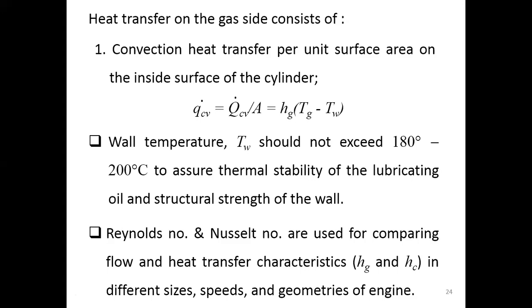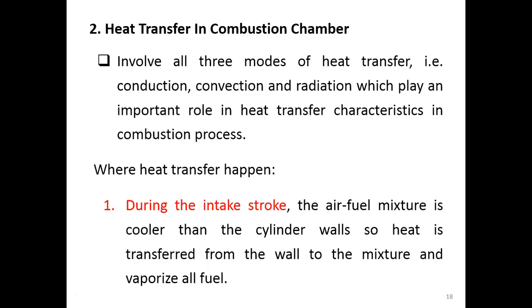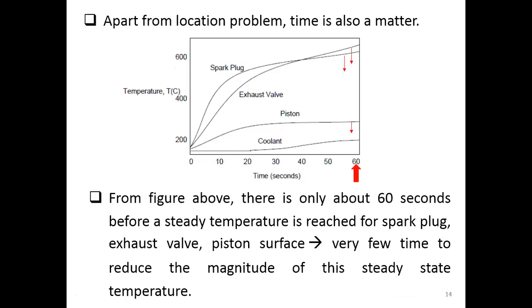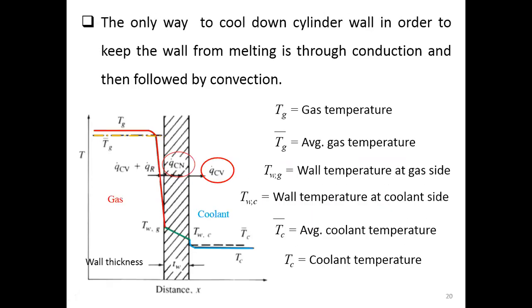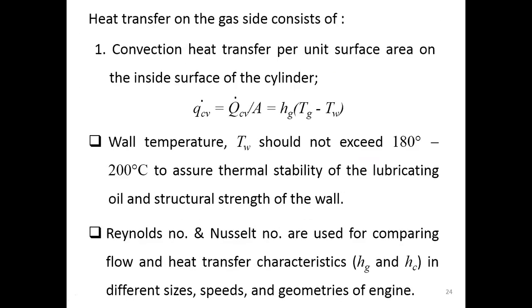So that's the reason why the wall temperature should not go over 180 to 200 degrees Celsius. If it's more than this, what happens to our lubrication oil? Remember, 250. If our oil has a temperature of more than 250, it becomes coking. So this is why the wall temperature should be kept within this range.